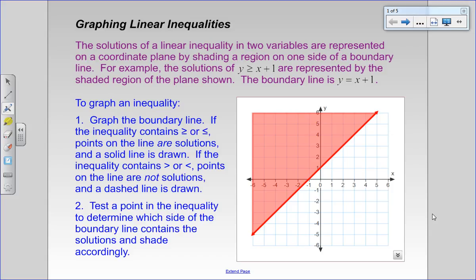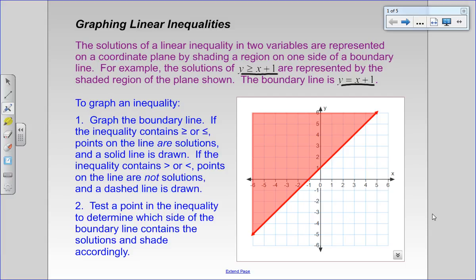The solutions of a linear inequality in two variables can be represented on a coordinate plane by shading a region on one side of a boundary line. For example, the solutions of the inequality y is greater than or equal to x plus 1 are represented by the red shaded region of the coordinate plane shown. In this case, the boundary line is the line y equals x plus 1.